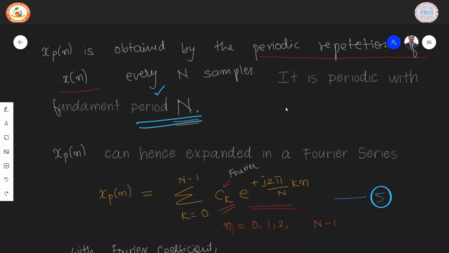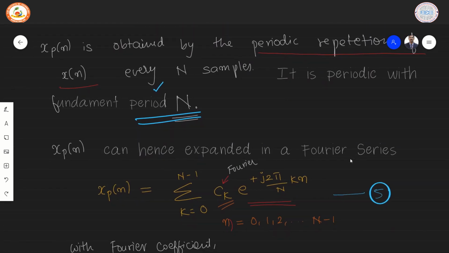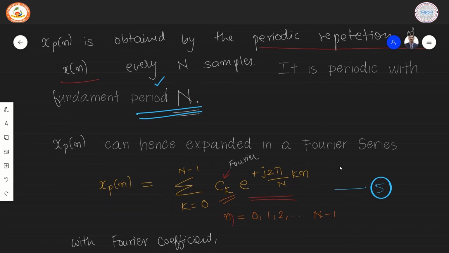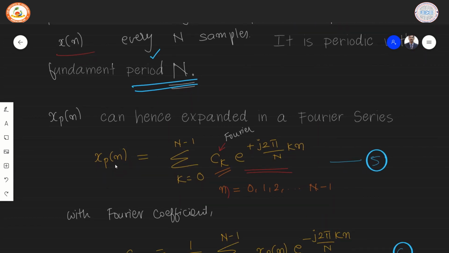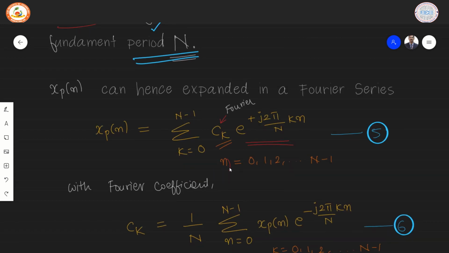Now since it is a periodic signal, we can apply what is called a Fourier series. Initially we took the Fourier transform; now we are going to expand xp of n taking the help of Fourier series as follows. So xp of n is written as summation k from 0 to n minus 1 ck, which is called the Fourier coefficient, e power of j2 pi by n kn. So this equation 5 is the representation of xp of n taking the help of Fourier series. In this equation, we know the n value is going to be between 0 to n minus 1.